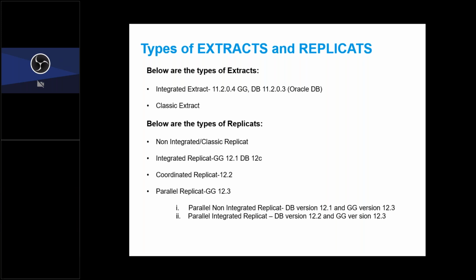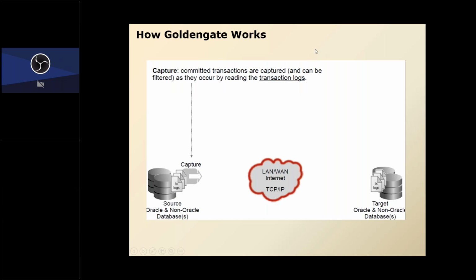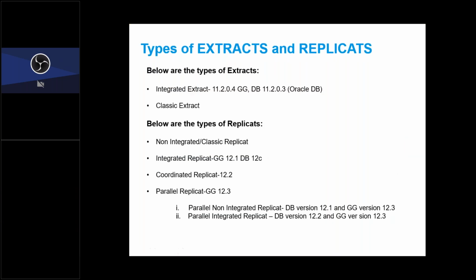So the replicates you see above, like classic non-integrated replicate or integrated replicate, are non-parallel non-integrated replicate and non-parallel integrated replicate. The same has also been introduced in parallel replicate. So there are two types of parallel replicate: parallel non-integrated replicate and parallel integrated replicate. Integrated replicate in parallel mode is called parallel integrated replicate, and non-integrated replicate in parallel mode is called parallel non-integrated replicate.